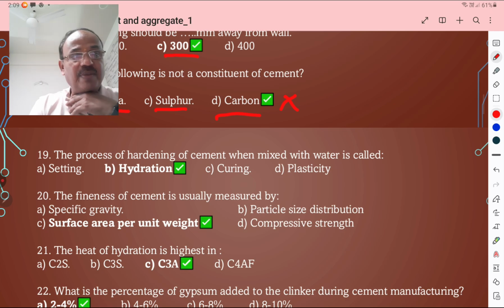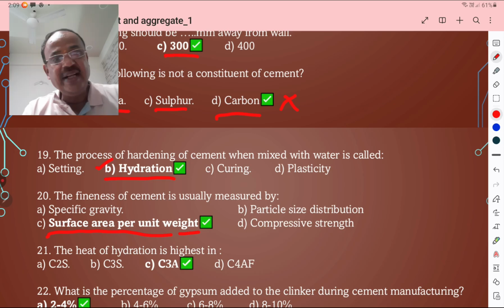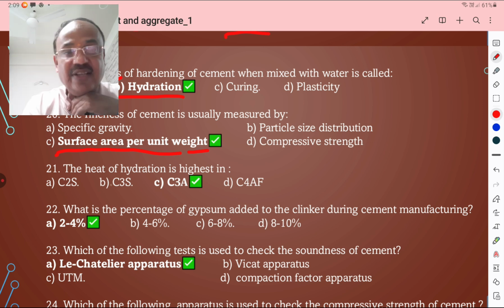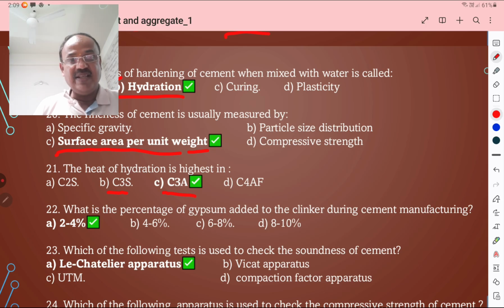The process of hardening of cement when mixed with water is called hydration. It is important. The fineness of cement is usually measured by specific gravity, particle size distribution, surface area per unit weight or compressive strength. The correct answer is surface area per unit weight. The heat of hydration is caused due to C3S for early strength, but C3A is the major constituent in which the heat of hydration is highest. What is the percentage of gypsum added to the clinker during cement manufacturing? Percentage of gypsum is 2 to 4%.